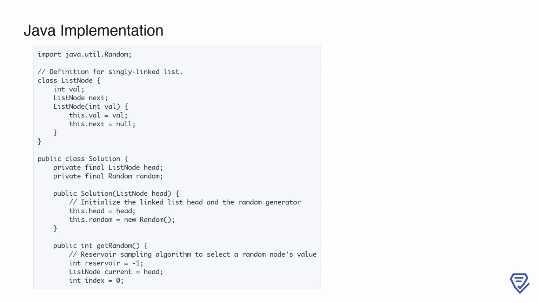The key method we're implementing here is getRandom, which is tasked with returning the value of a random node from the linked list. To achieve this, we use a technique called reservoir sampling. At the start of the method, we declare an integer variable reservoir initialized to -1, which will eventually hold the value of the randomly selected node. We also set up a current pointer to traverse the list and an index variable to keep track of the position of the current node as we iterate through the linked list.